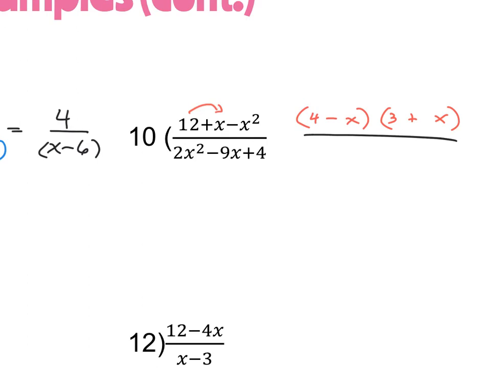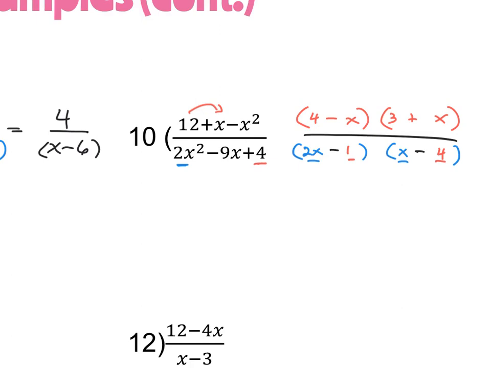Then for the denominator, you can either guess and test, or you can factor by grouping, and I'll show you both ways. If I guess and test, in my first spot here, I'm putting the factors of 2x squared. So I'll put a 2x and a 1x. Then in this spot, I'm putting the factors of the 4. So it's either going to be 1 and 4 or 2 and 2. So the factors that are actually going to work are going to be 1 and 4. And this one will be negative, negative, because it has to be a positive 4.